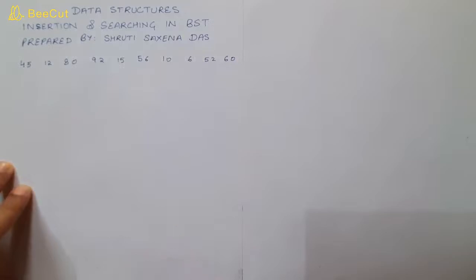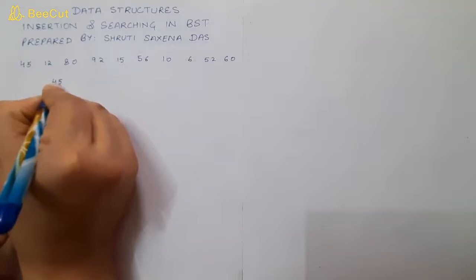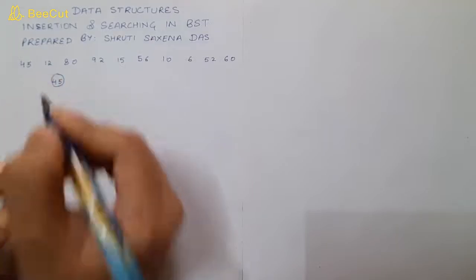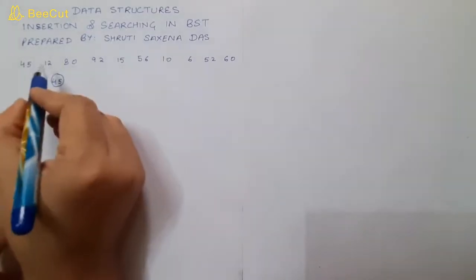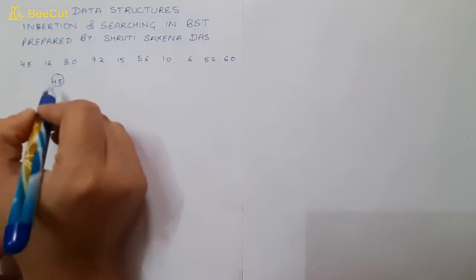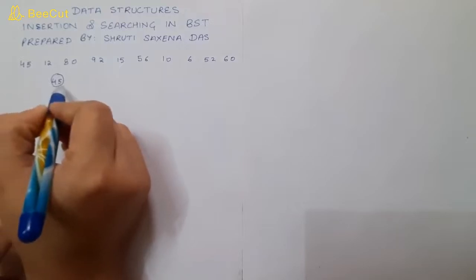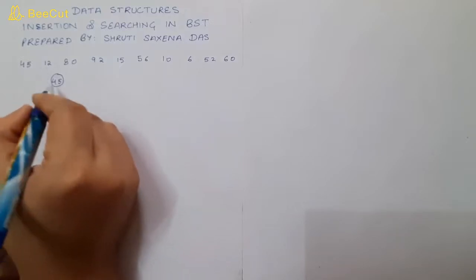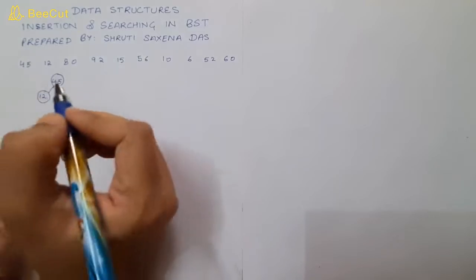For creating any node, the first value which is given will become the root node. So 45 has become the root node. Now the next value is 12. You will compare it with the root node value. If this value is smaller than the root node, then it will come in the left. If it is larger than the root node, then it will come in the right. So 12 is smaller than 45, so we will add it in the left subtree.